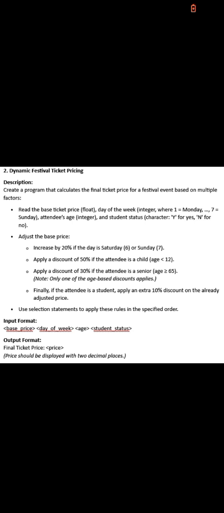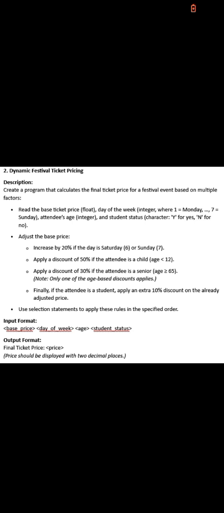Adjust the base price, increase by 20% if the day is Saturday (6) or Sunday (7). Apply a discount of 50% if the attendee is a child, age less than 12. Apply a discount of 30% if the attendee is a senior, age greater than or equal to 65 years old. Only one of the age-based discounts applies. Finally, if the attendee is a student, apply an extra 10% discount on the already adjusted price.